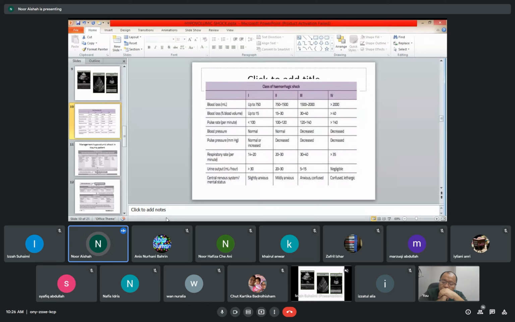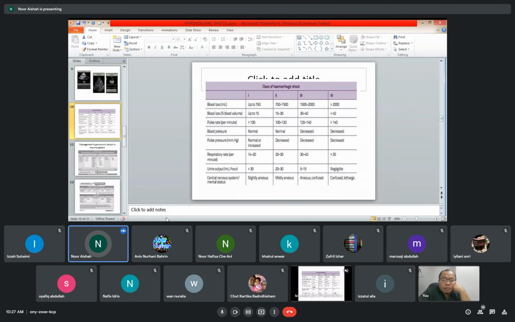Next is the classes of hemorrhagic shock. This we have to remember by heart actually. First, the important thing is that you have to remember the vitals: pulse rate, blood pressure, respiratory rate and urine output, the most significant vitals.